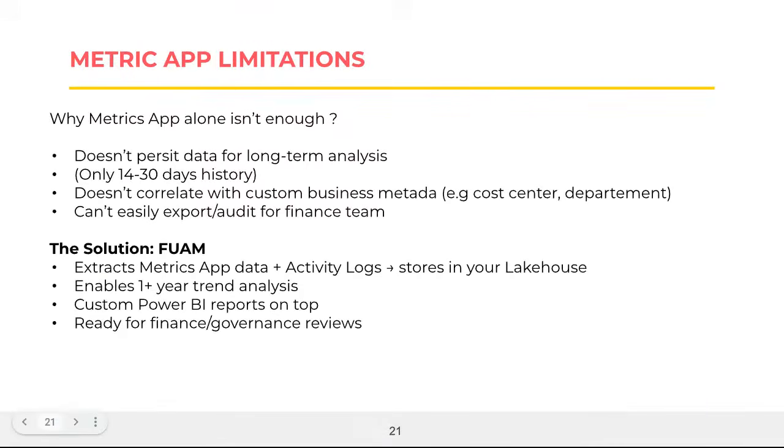Okay, so what are the metric app limitations? Because as we see, there are a few limitations with the metric app. The first one is that you don't have persistent data. Indeed, if you look for the data in this app, depending on the setting you pass, you will have only between 14 and 30 days of history. In my case, I have 14 days of history. So it doesn't correlate with the customer business. So it means it's harder to see in which workspace this issue is related.